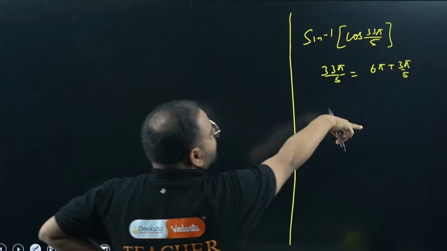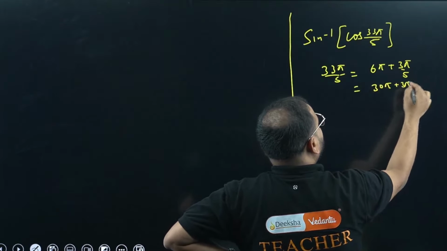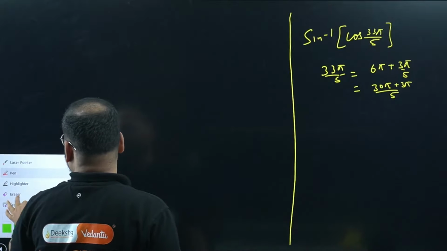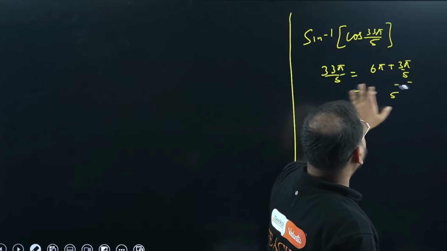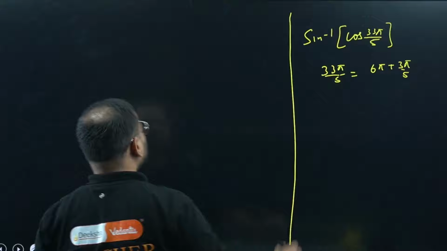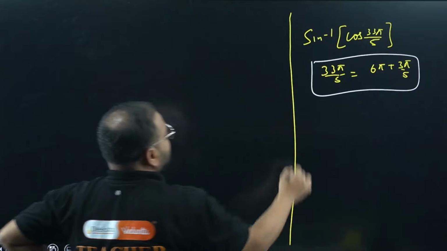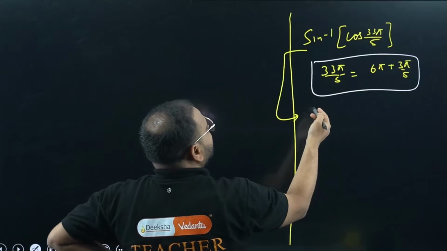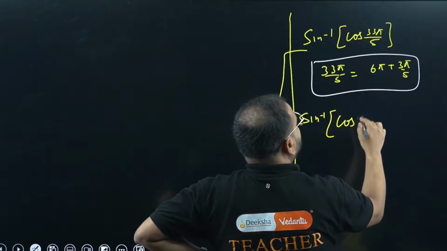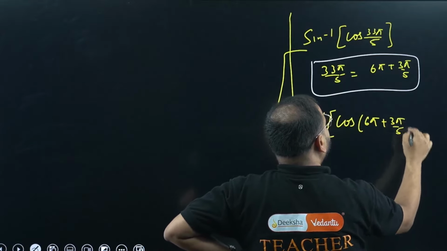How? Because if I simplify this, I get 30 pi plus 3 pi by 5 over 5, which is the same thing. Now this step is not part of your answer, I just explained how to check the angle. Let's continue with the answer from here. So this will be sine inverse of cos of 6 pi plus 3 pi by 5.